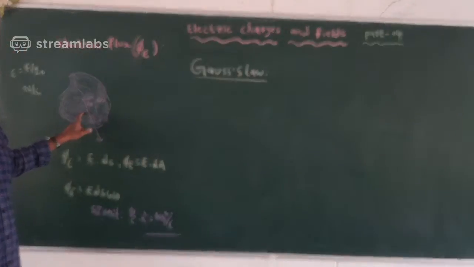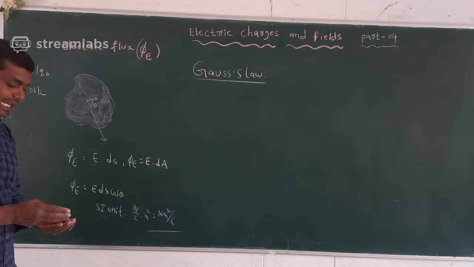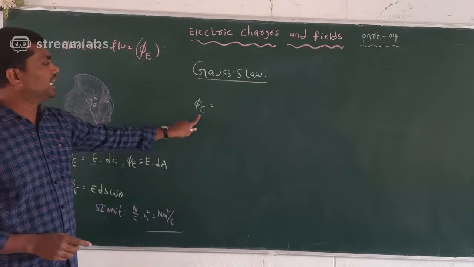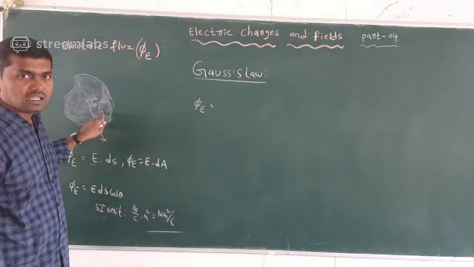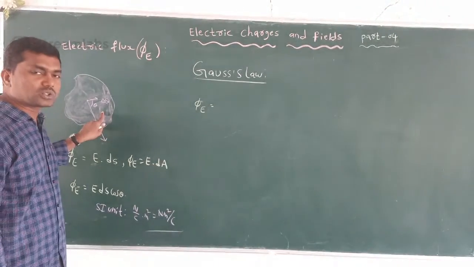So we can take the surface of area. What I am saying is that the total electric flux is phi e. The total electric flux passed through any closed surface area is equal to epsilon naught times the net charge on the closed surface.